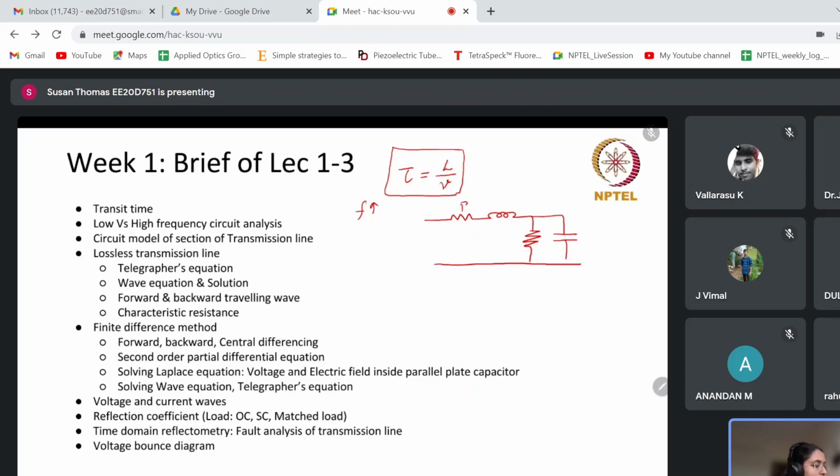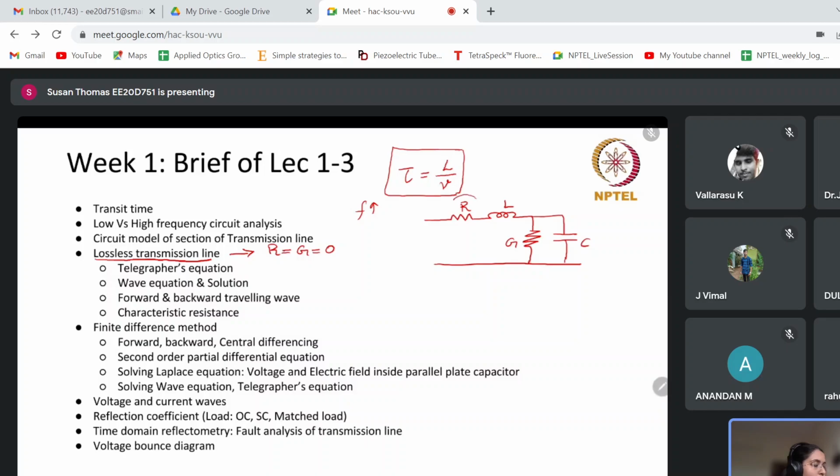So basically these are the primary constants of a transmission line, where R is the resistance, L is the inductance, G is the conductance, and C is the capacitance. In case of a lossless transmission line, as the lecture videos go on, you understand the condition: R and G are 0, where there is no resistance and no conductance. So basically, there are no losses.